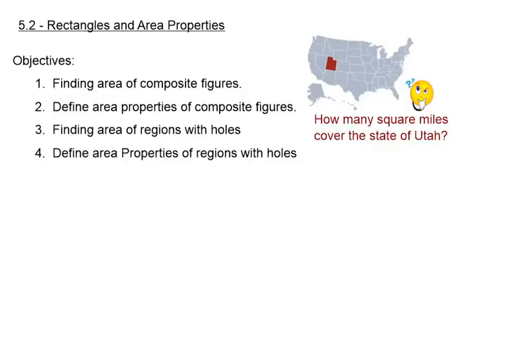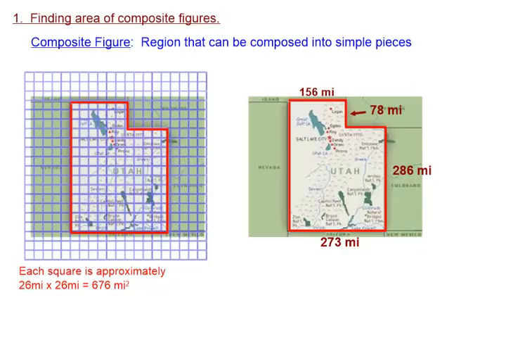How many square miles cover the state of Utah? Now, I picked Utah for a reason. If I wanted to figure out the area inside of Utah, I could count. I put it on a grid so I could technically count all the little squares, and then take all the little squares times 676 square miles. I could do that. I don't want to. To me, it's going to take a little bit too much time.